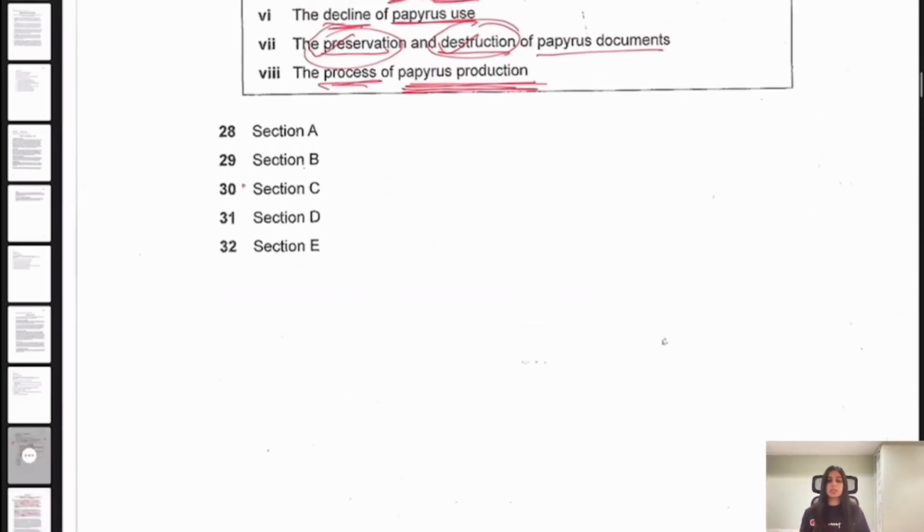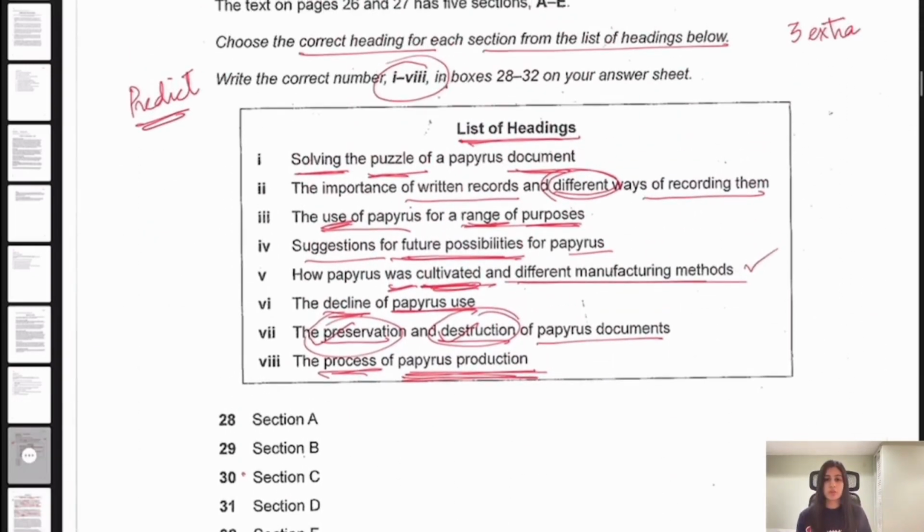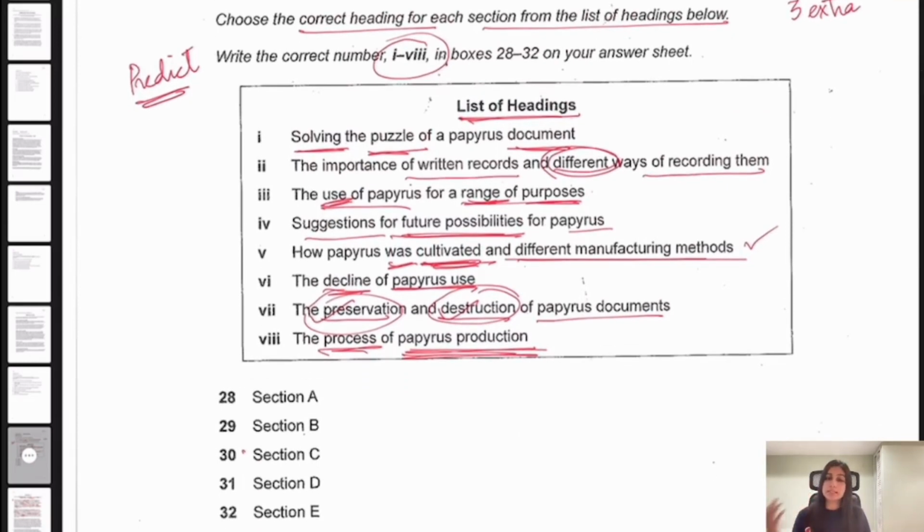So I guess this is one of the easiest paragraphs to spot for the list of headings, but we'll process it in the same manner as we discussed during the instructions. So you have to go through all the list of headings and start eliminating the ones that you think do not fit the paragraph. Okay, so read each and every one of them and start eliminating. So what you have to do is read the heading and ask yourself, is this what the paragraph is talking about? Solving the puzzle. Is this paragraph talking about any puzzle or any confusion? No. Is this talking about the importance of written records and different ways of recording them?